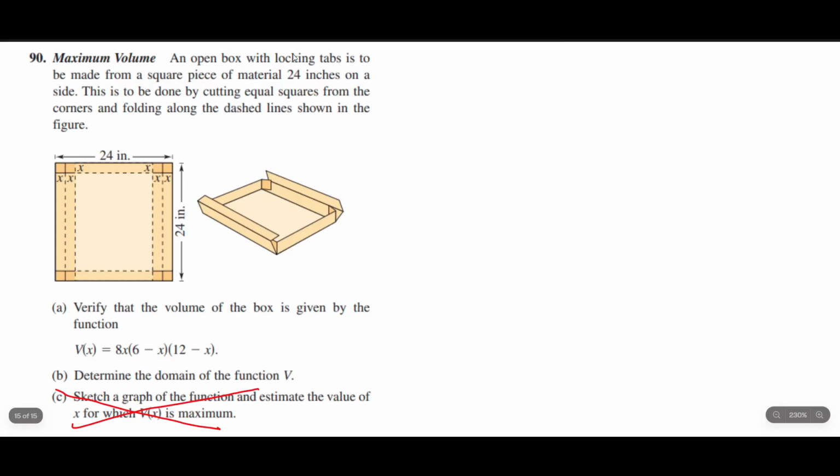An open box with locking tabs is to be made from a square piece of material 24 inches on a side. This is to be done by cutting equal squares from the corners and folding along the dashed lines as shown in the figure. So, okay, let's think about this. They're literally folding the box for us. This is 24 inches.